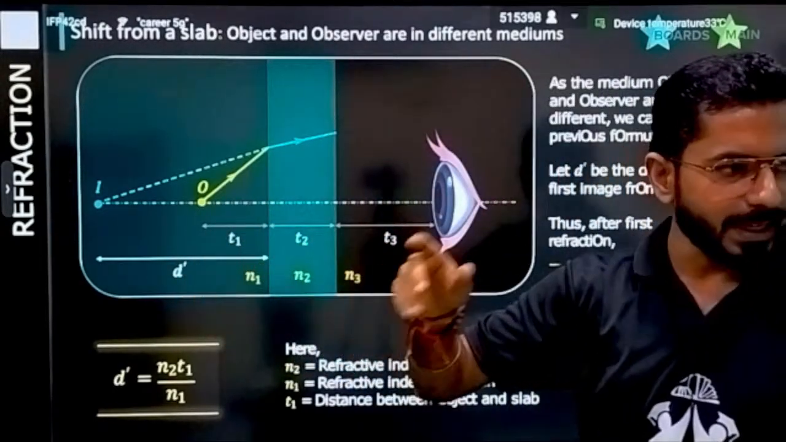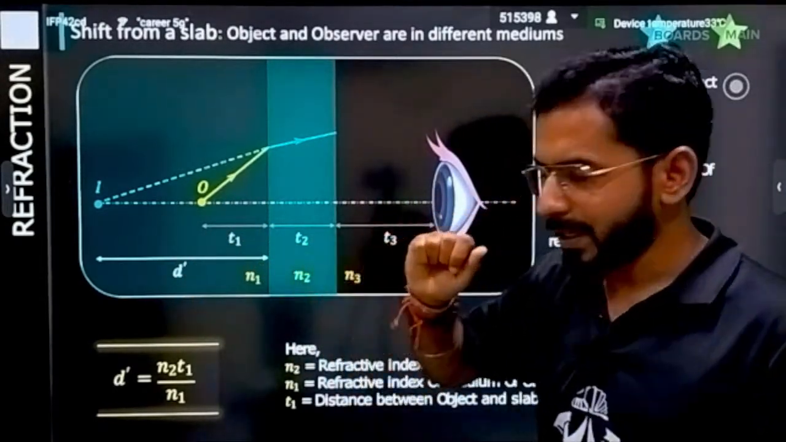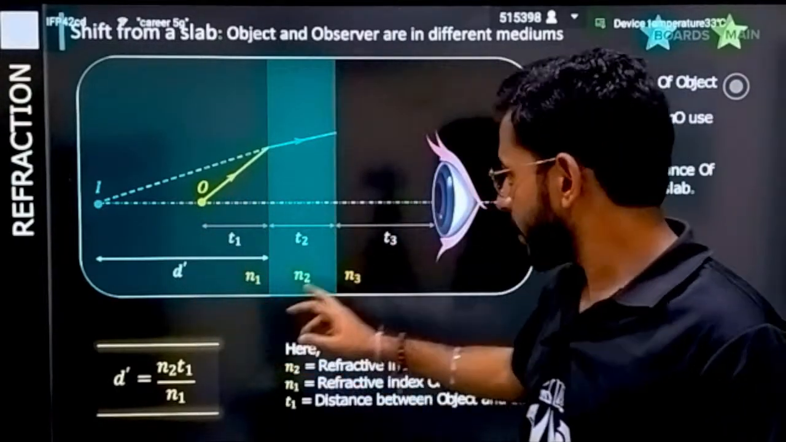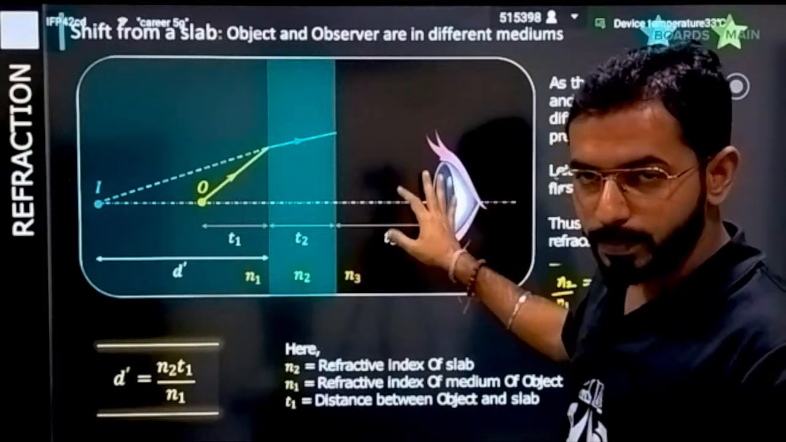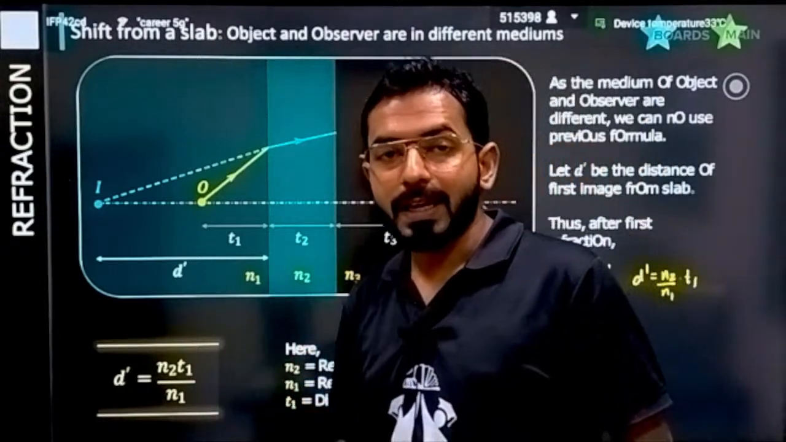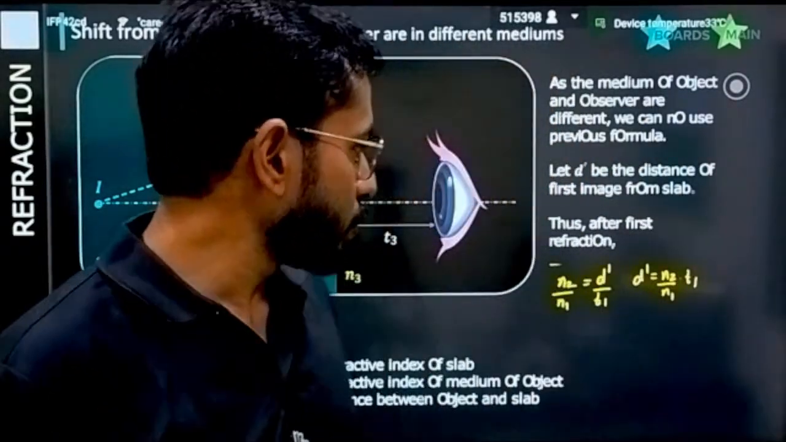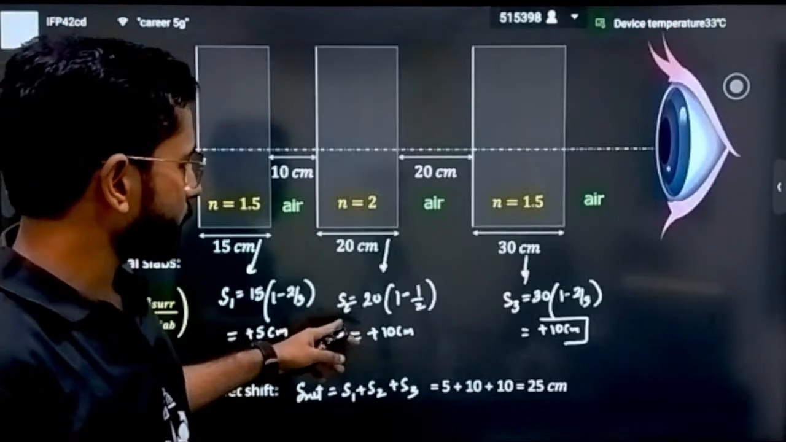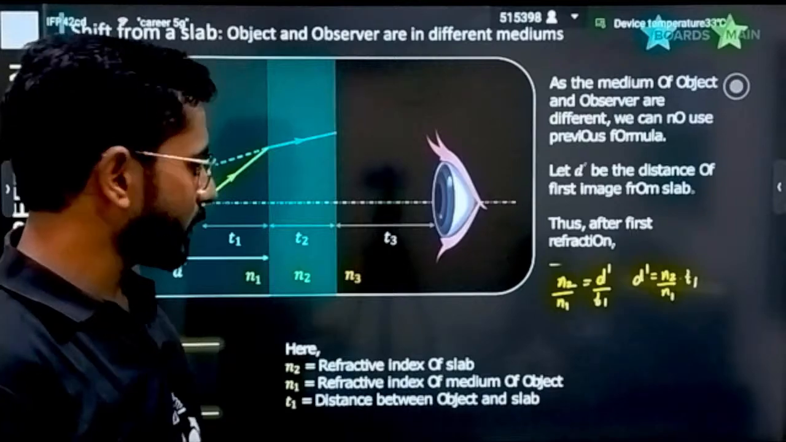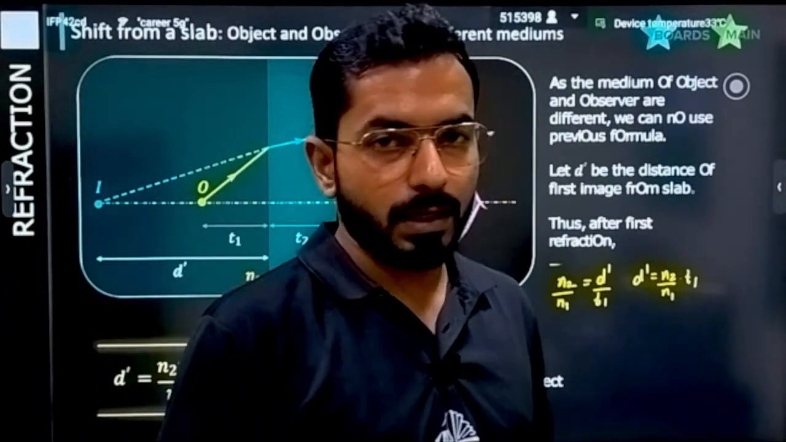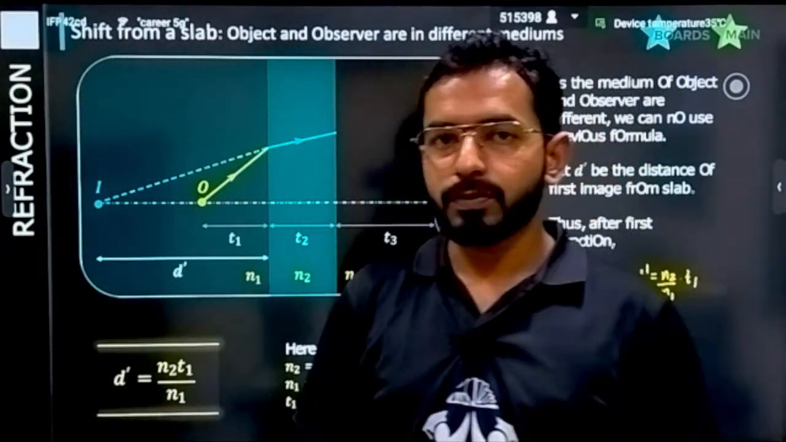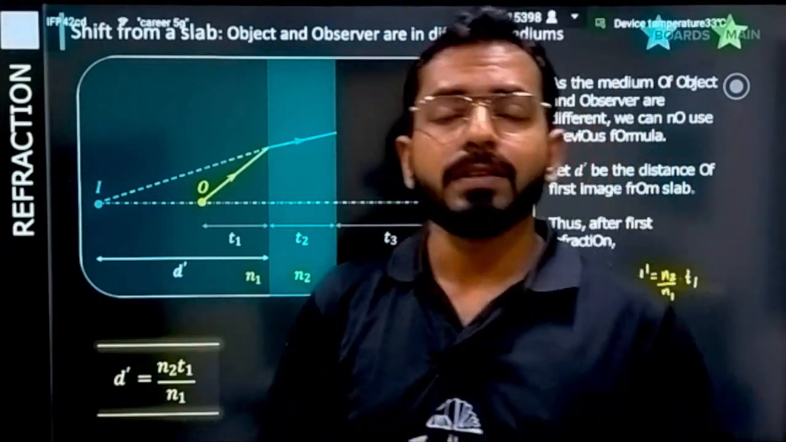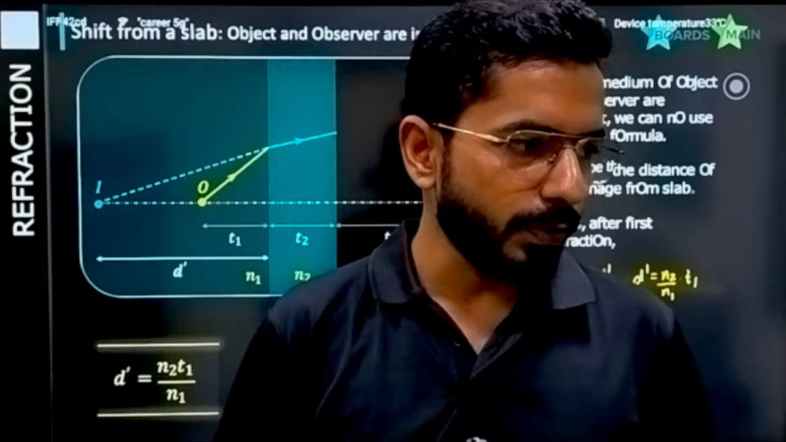Again you have to calculate the shift, and again there will be some normal shift. But this time there is a small change: the object I have kept in some medium n1, and the observer is kept in some medium n3. In these kinds of cases, how will we calculate how much the total shift will be, if, let's suppose, n number of mediums are inserted? All these things we are going to understand.